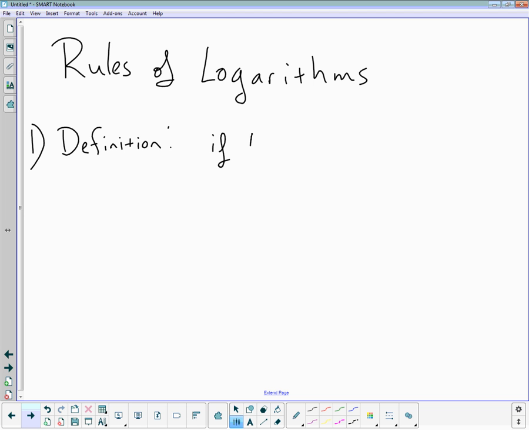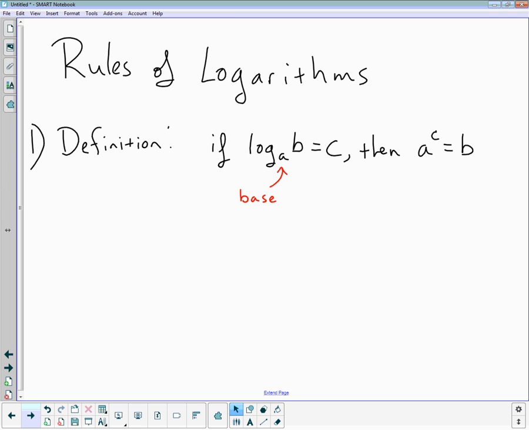If log A of B is equal to C, then A to the C is equal to B. Now, it's called the base of the logarithm. If it is not written down, it is assumed to be a 10, okay?